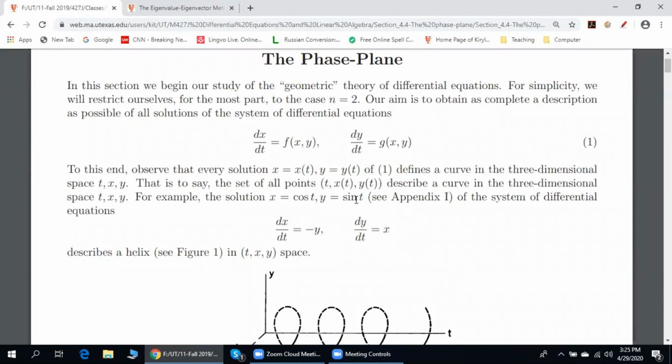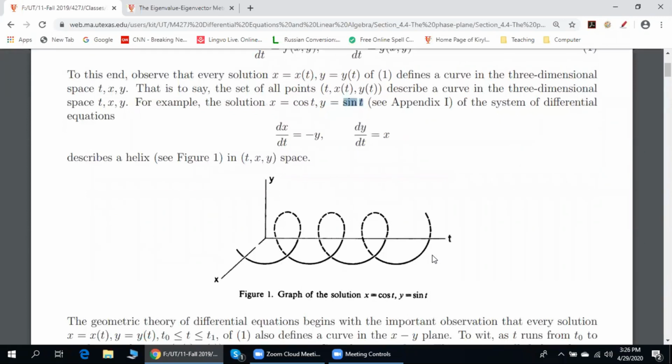Now, in order to graph this solution, let us consider the following triple: t, x, y. So if we replace x by cosine and y by sine, we'll get the following triple: t, cosine of t, sine of t. I claim that the set of all such points trace a helix in three-dimensional space.